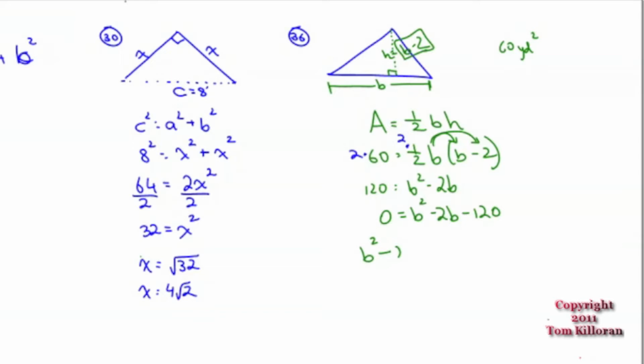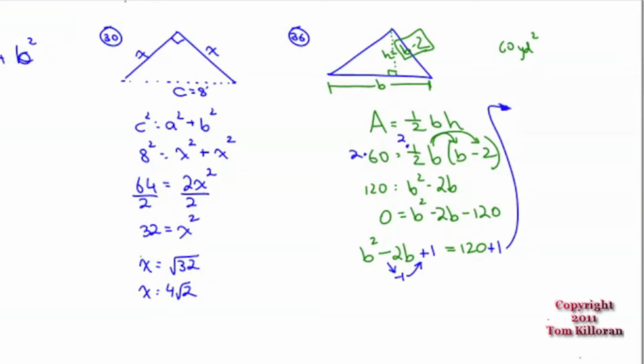So it's b squared minus 2b, leave a space, is equal to positive 120, because we're going to shift it to the other side. All right. What do I take half of? Negative 2. Half of negative 2 is negative 1. Square it, it's positive 1. And we're going to add it to both sides.